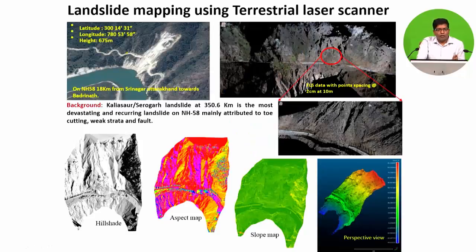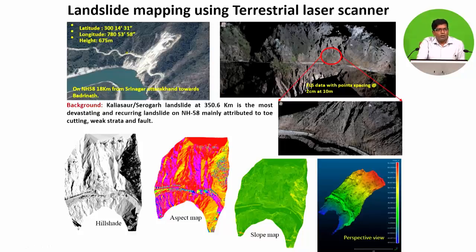Apart from this, we can also make use of TLS for mapping the landslide area. One case study was done on a landslide near Kaliasaur, or sometimes called the Shiroba Bag landslide, which is on National Highway 58 on the way to Badrinath. There are a lot of activities happening here, because of which this highway gets blocked many times.